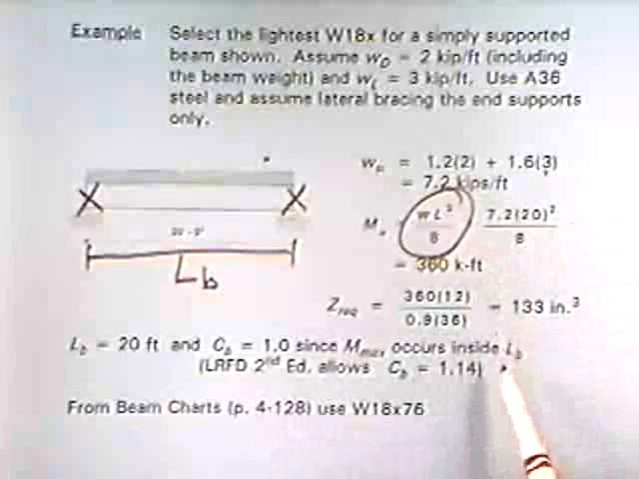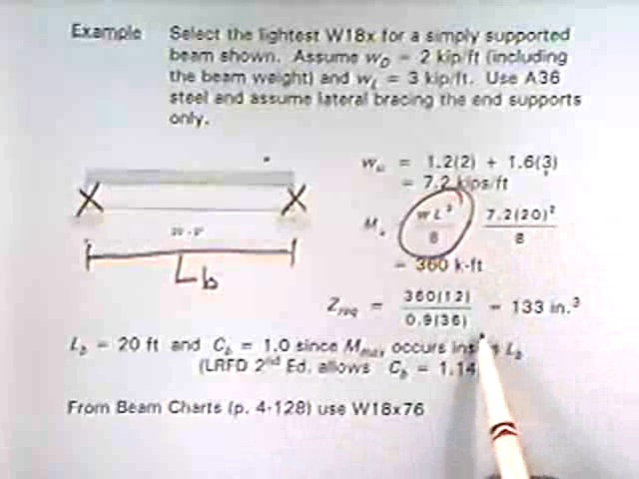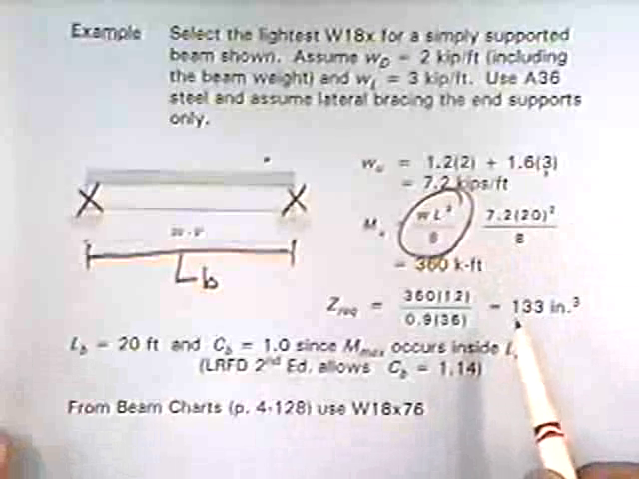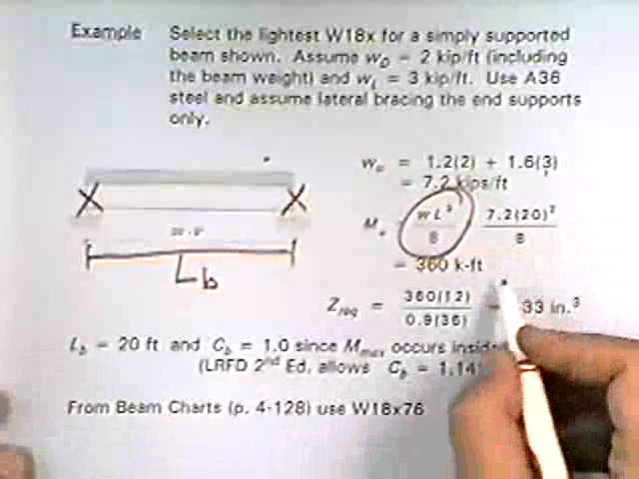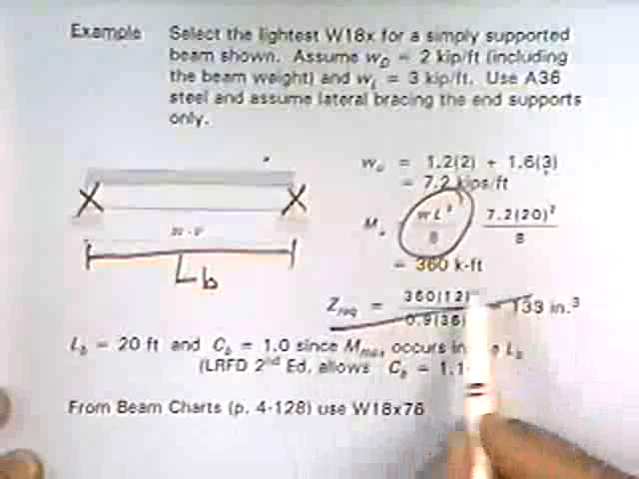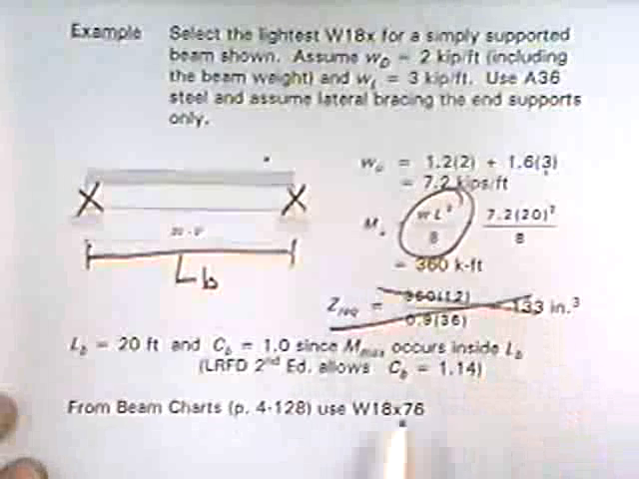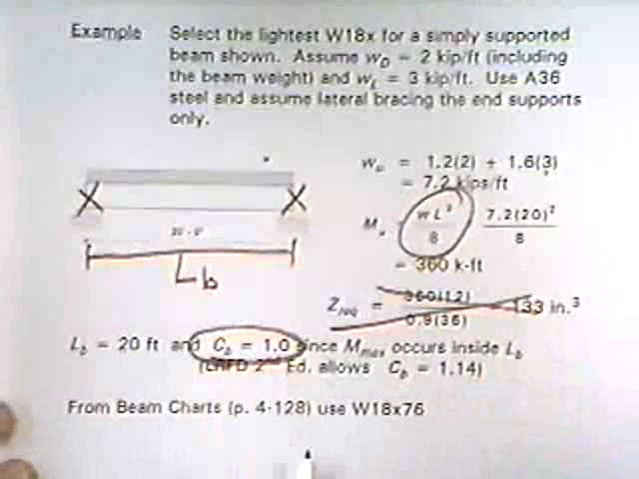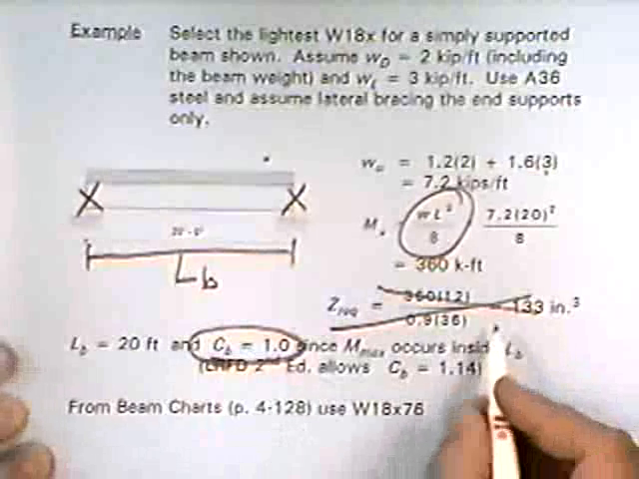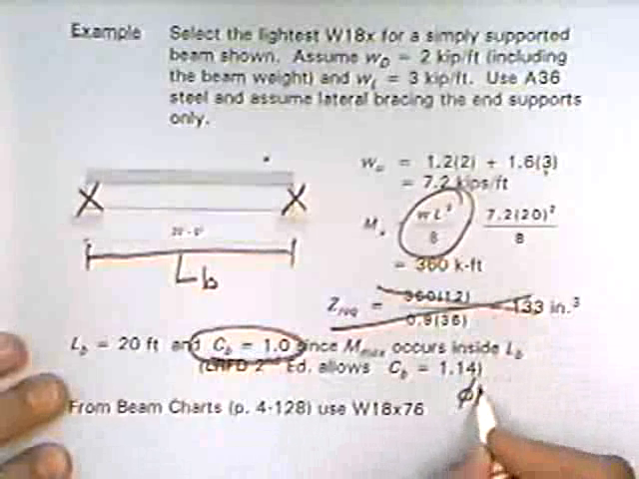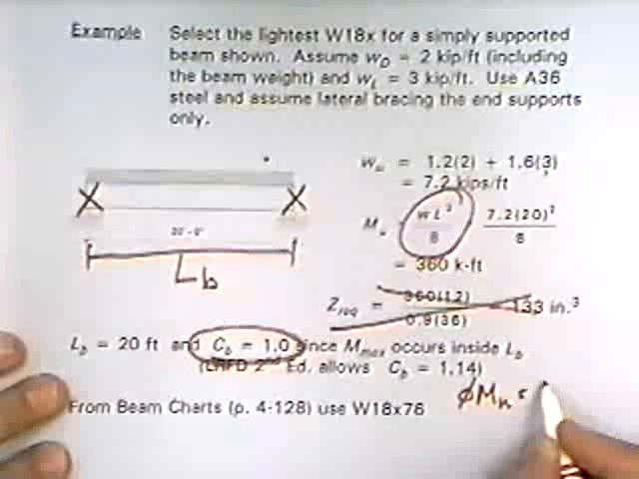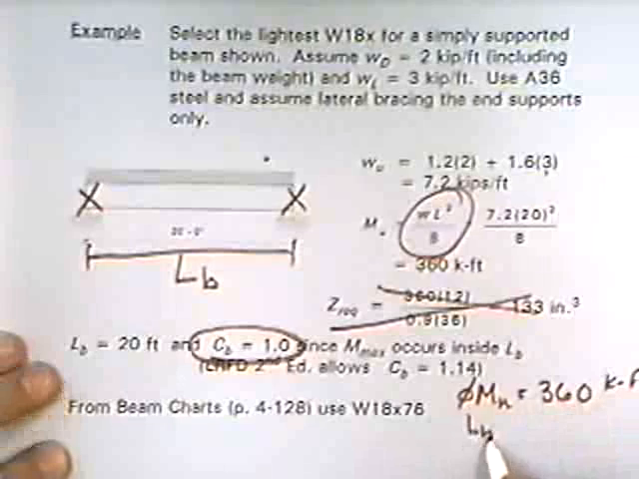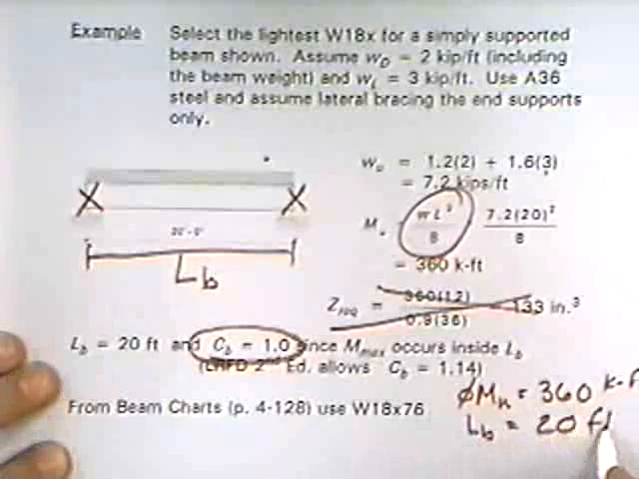I do this intermediate calculation here, which you need to do if you're going in with a C sub B greater than 1, if you feel daring. But if C sub B equals 1, you can pretty much ignore that. Again, assume C sub B is equal to 1. You go into the beam charts, so you're entering the beam charts with a phi M sub n equal to 360 kip feet and L sub B of 20 feet.